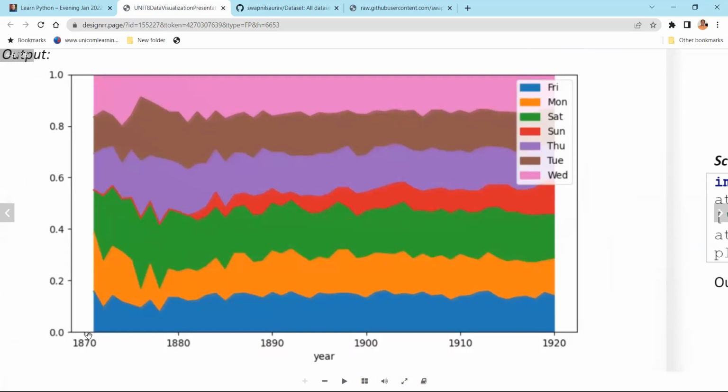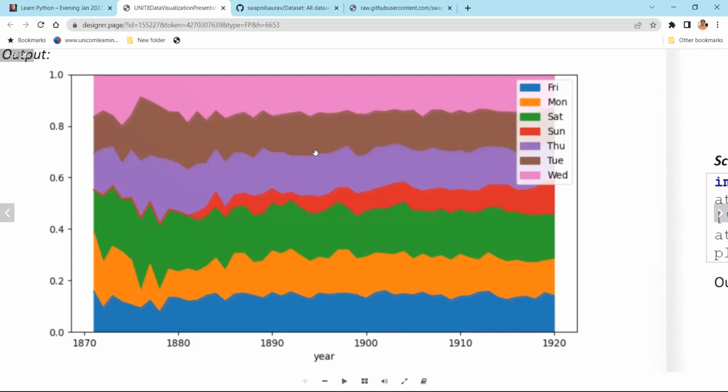So let's say this is 1870. If 100 matches were played, about 18 matches were played on Friday, then 18 to almost 20. This is 38, so 20 matches were played on Monday. Because we're talking about percentage of matches, 0 to 1 means 100%.